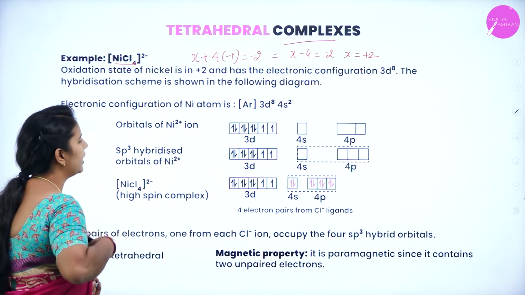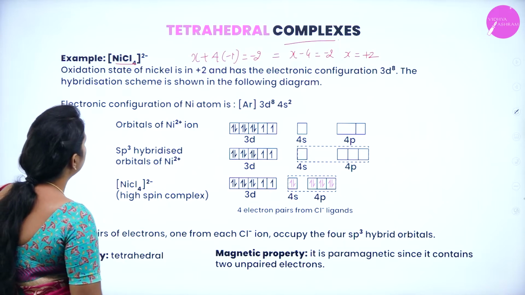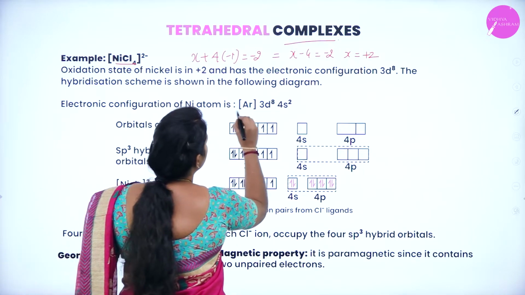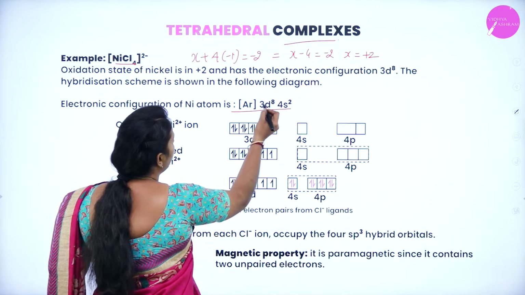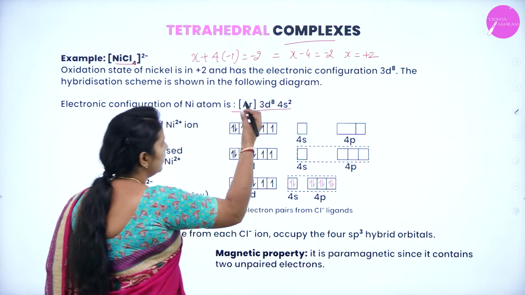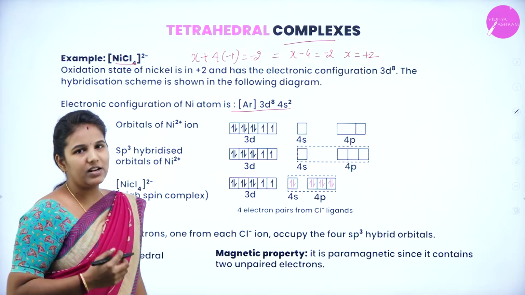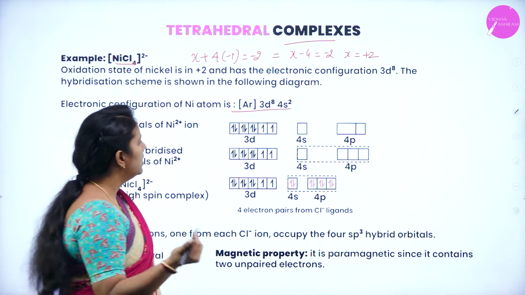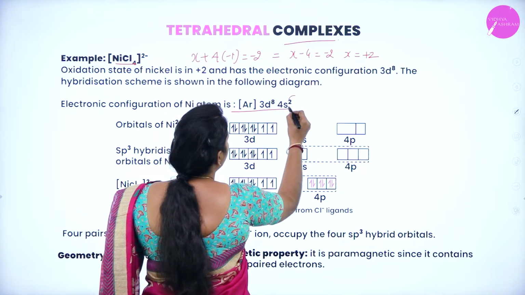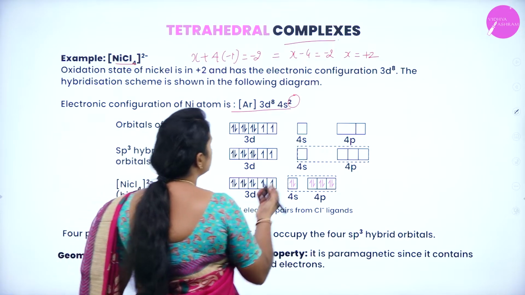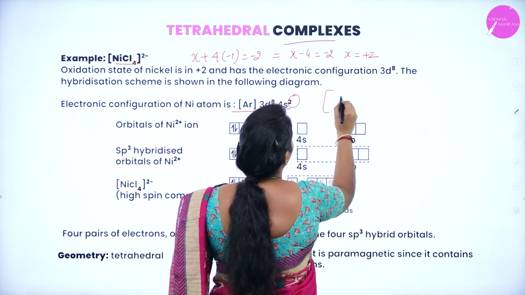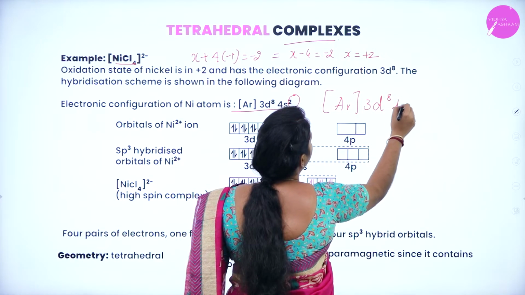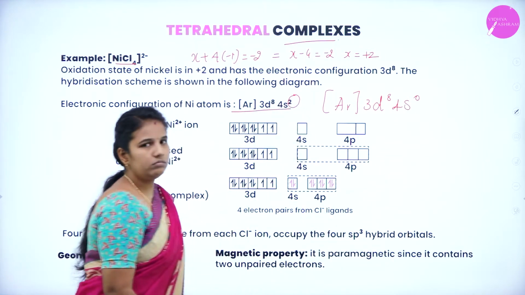Now, I'll write the electronic configuration. Nickel has 28 electrons, so the electronic configuration goes like this: argon 3d8 4s2. From the oxidation number calculation, we have understood that it loses how many electrons? Only 2 electrons. So I can remove the 2 electrons from the 4s and write the electronic configuration as argon 3d8 4s0. Okay.